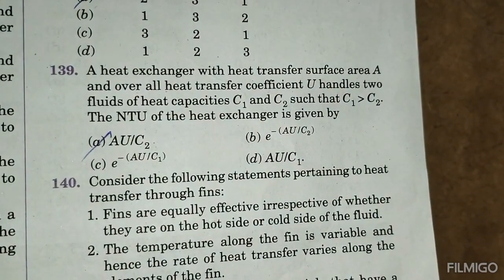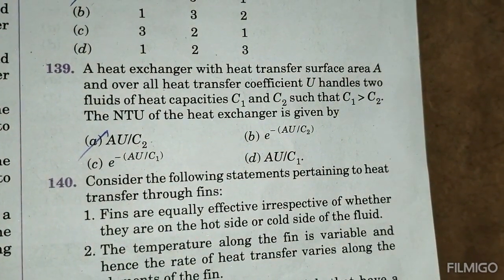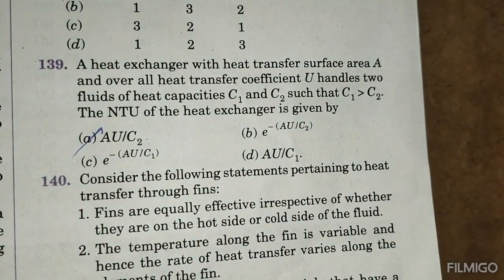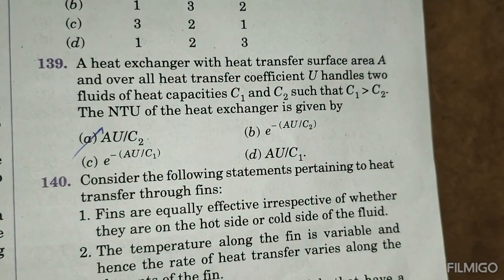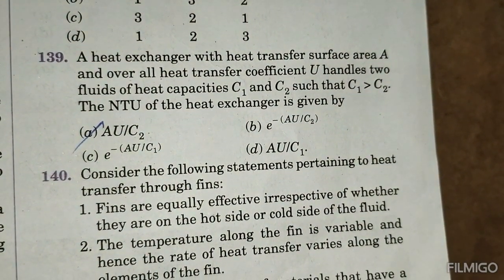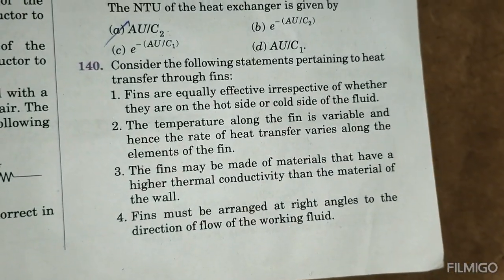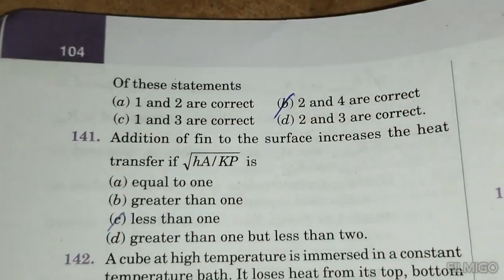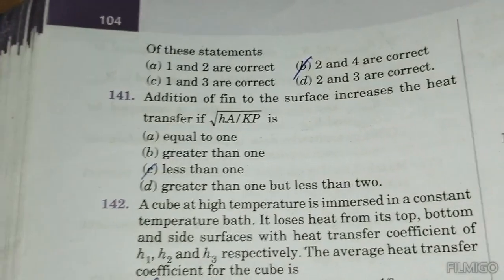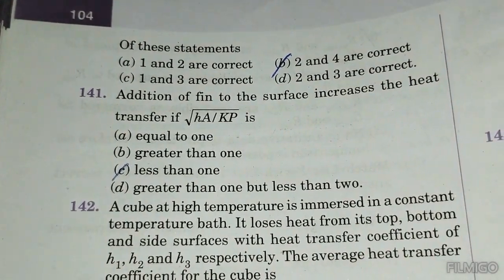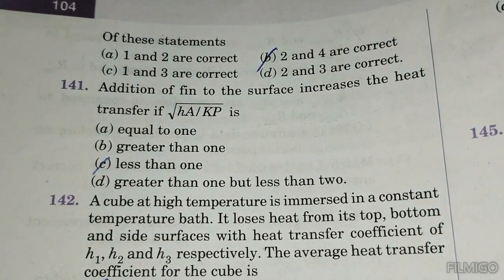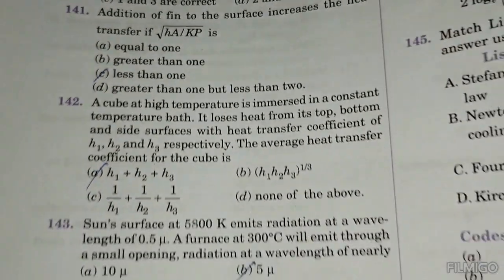A heat exchanger with heat transfer surface area A and overall heat transfer coefficient U handles two fluids with heat capacities C1 and C2 such that C1 is greater than C2. The NTU of the heat exchanger will be AU/C2. Heat transfer through fins. Addition of fin to the surface increases the heat transfer if root of hP/kA is less than 1.